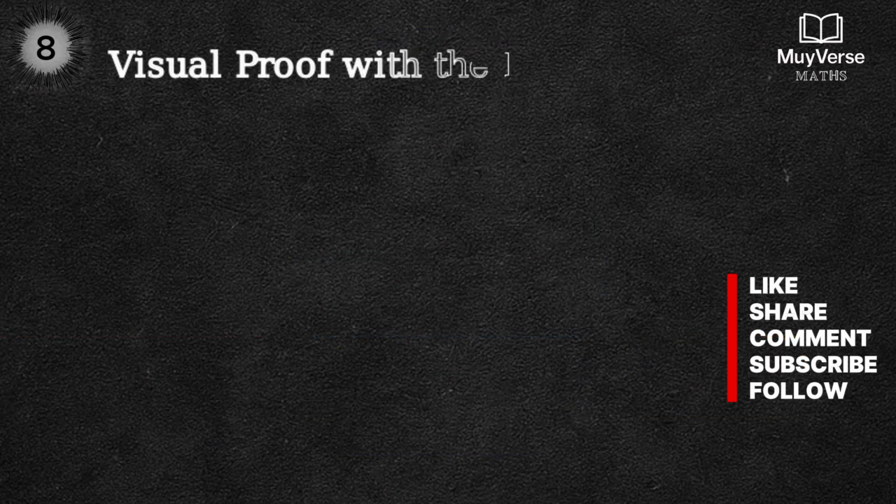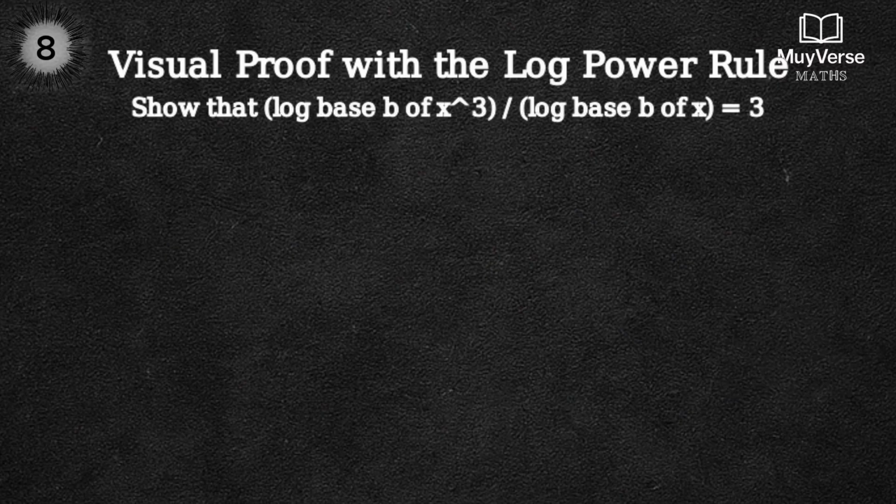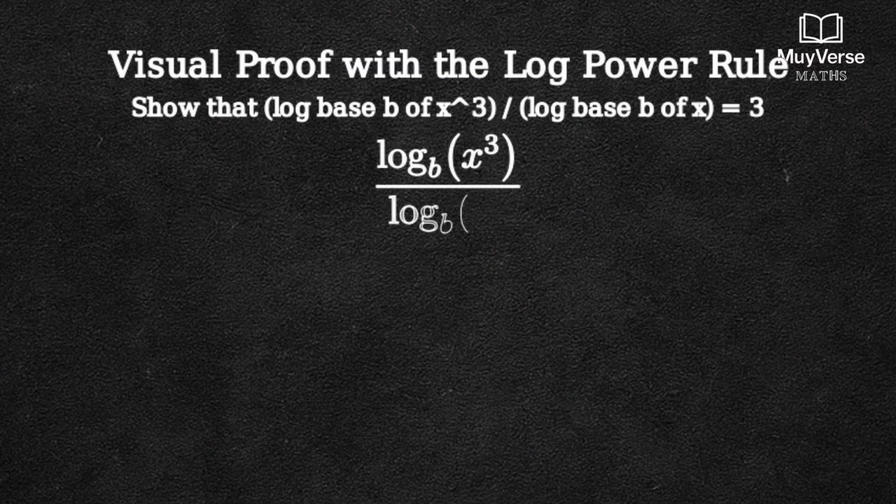We will visually prove, step by step, that the fraction of log base b of x to the third power over log base b of x equals 3. First, write the original expression on screen. Step 1. This is our starting fraction. Log base b of x to the third power over log base b of x.